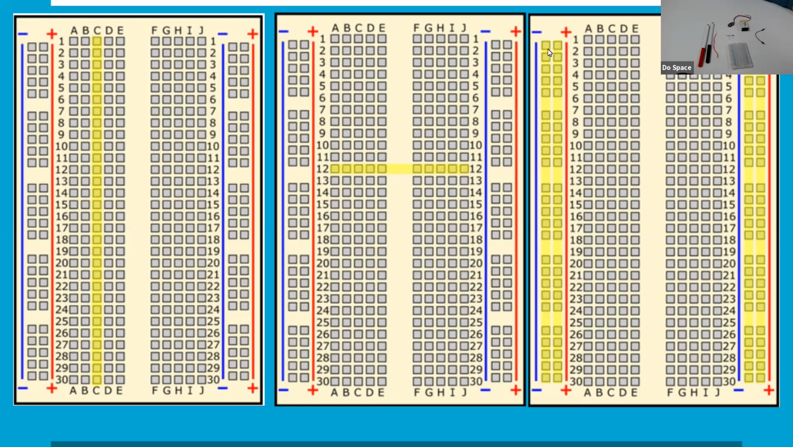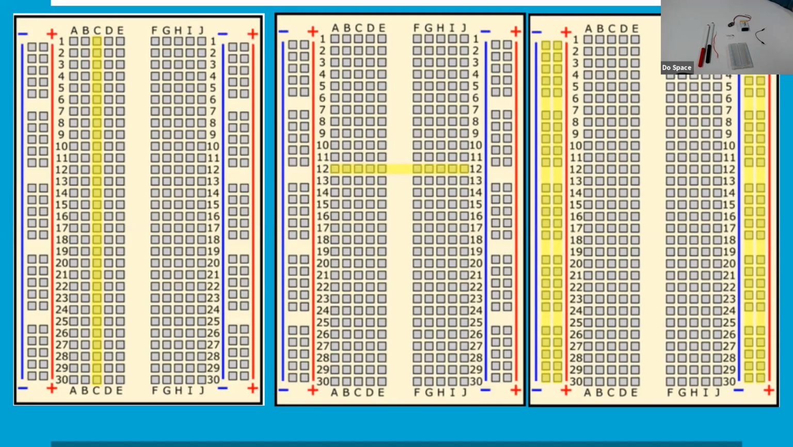Or you can have it where things are on one side, so positive to column C, which is C3, and then to negative. I'll go over how to make different variations of this. So that's how all the holes are connected.